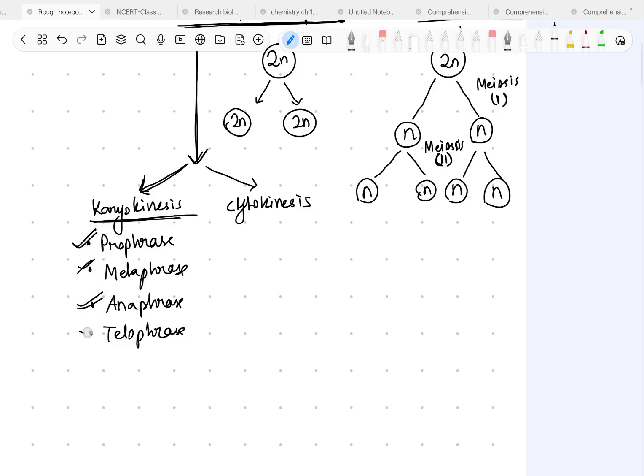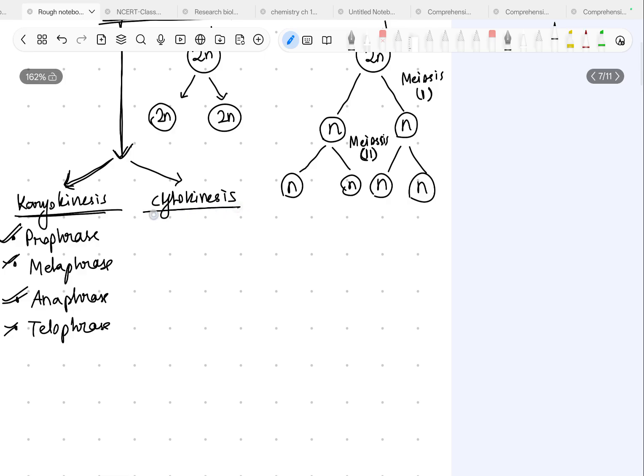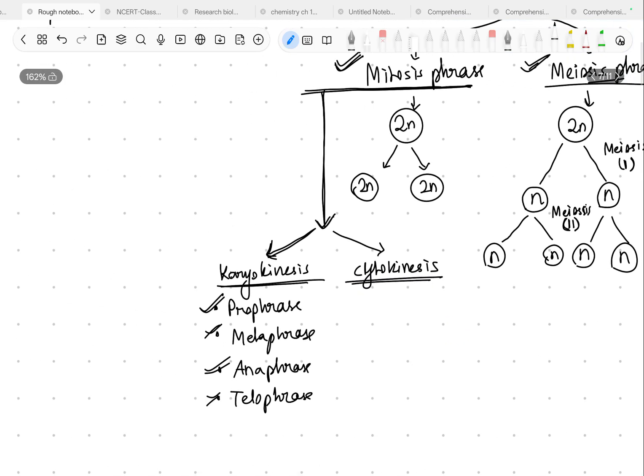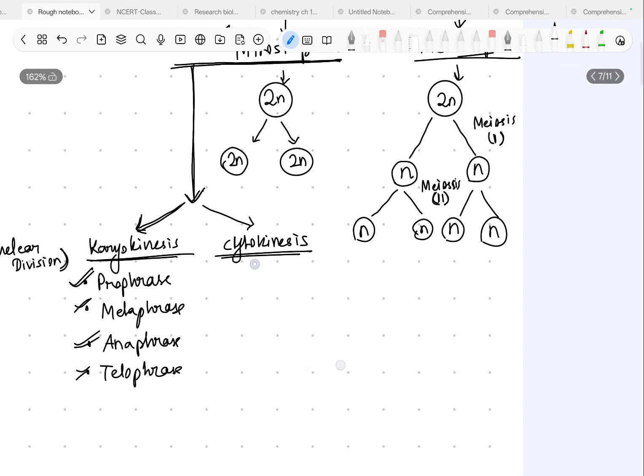Prophase, metaphase, anaphase, telophase. And at the last, cytokinesis occurs, where karyokinesis means nuclear division. Here the nuclear division occurs, and in the cytokinesis, the cytoplasmic division occurs. So these are the two things.